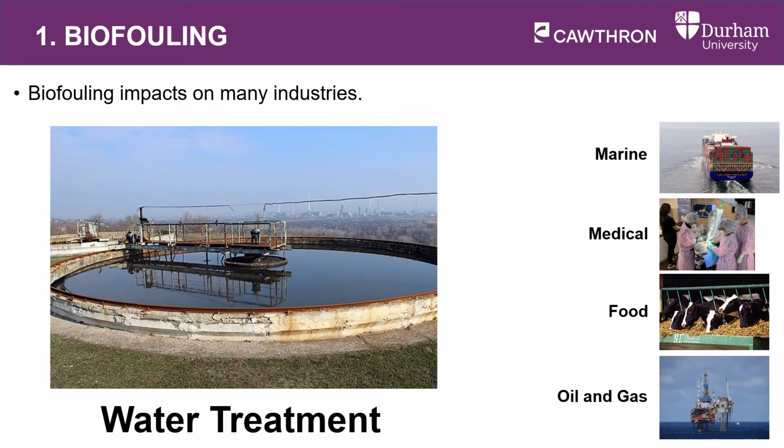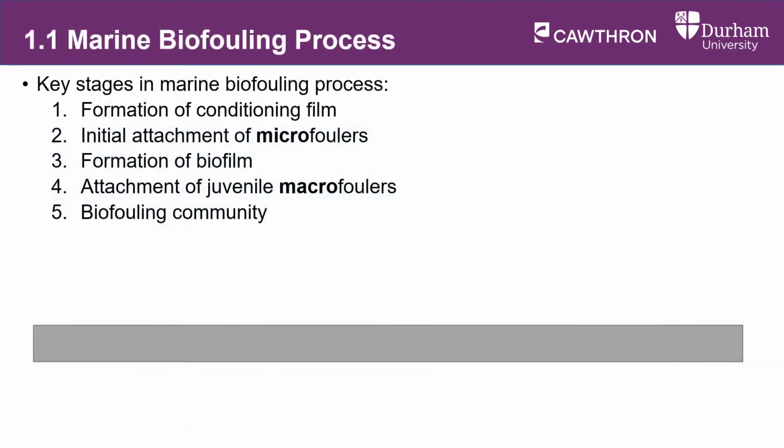In water treatment plants, the biofouling of treatment membranes and sewage pipes leads to decreased water flow rates through these pieces of equipment. The biofouling process varies depending on the setting in which it is occurring. This is due to the different conditions and fouling organisms present in each environment. This video will now focus on marine biofouling.